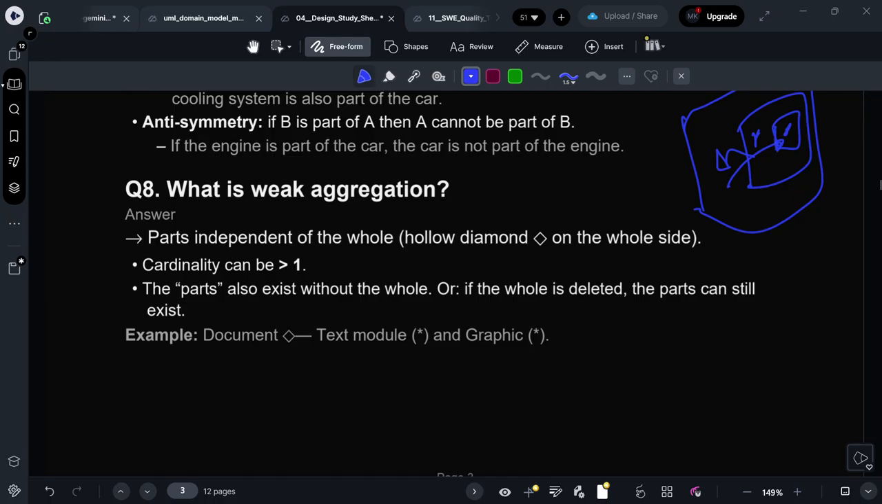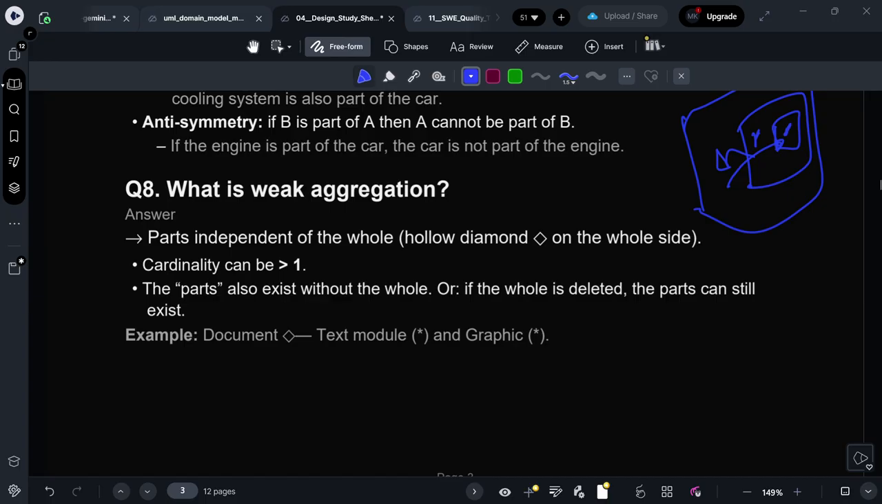What is weak aggregation? The part is independent of the whole. It is drawn with a hollow diamond on the whole side, which is not filled. Weak aggregation means the part can exist on its own independently. Without an engine, there is no car, so if you remove the engine, that is a strong aggregation. It cannot stay without a car. So it's a composite aggregation.